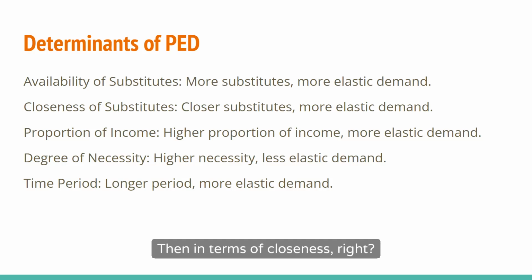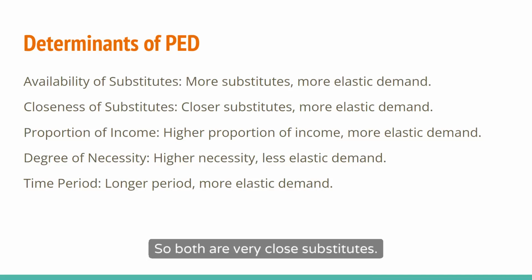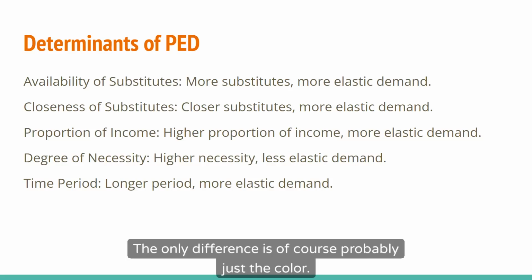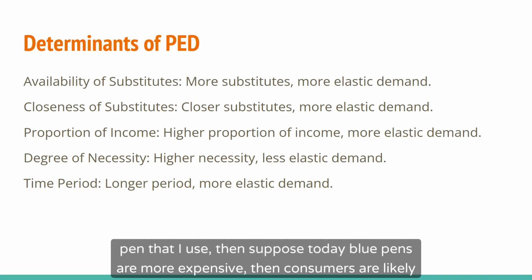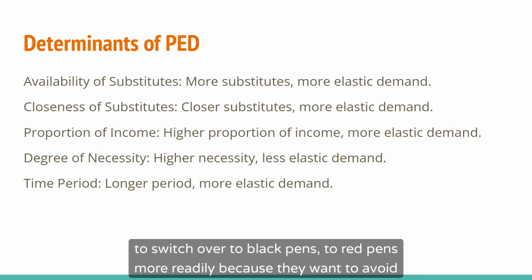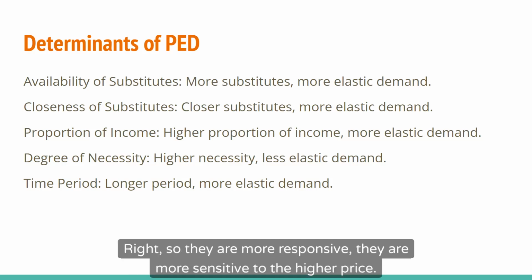Then in terms of closeness, how similar are they? If we want to write something, we can use a blue pen or a red pen. Both are very close substitutes. The only difference is probably just the color. If I just want to scribble something, and it doesn't matter which color of pen I use, then suppose today blue pens are more expensive, consumers are likely to switch over to black pens or red pens more readily because they want to avoid paying that higher price. So they are more responsive, more sensitive to the higher price.